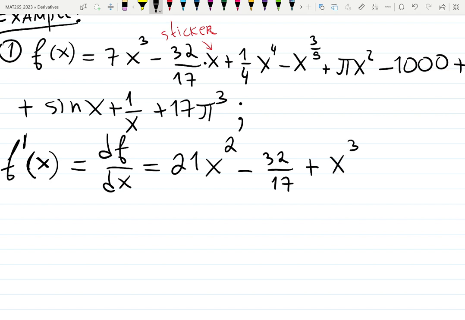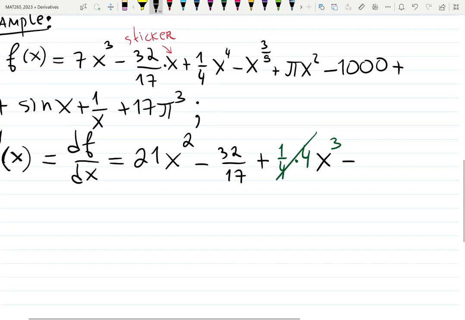Plus, people at the end, 1 quarter x to the 4? Just x cubed? What happened with 1 quarter? 1 quarter multiplied by 4. Let me write it down because I think it's new. 1 quarter, 4 goes down, and you write down x, and you decrease the power. So it's very pleasant to see things like this when they nicely cancel out.